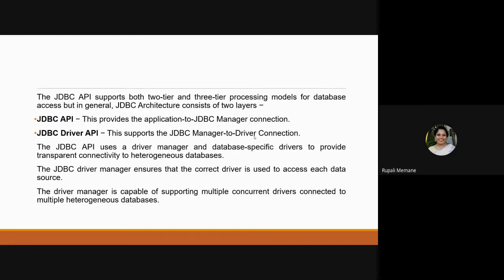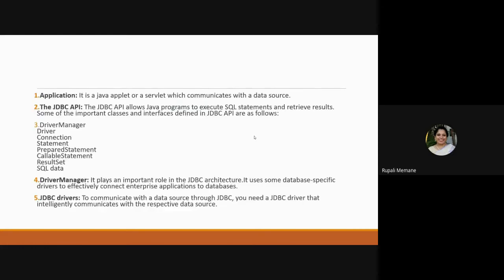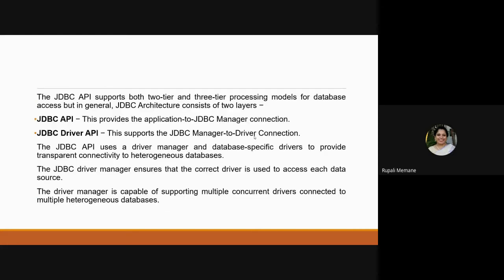Then we have seen the JDBC architecture, right? Now your JDBC architecture can be of two types: your 2-tier or your 3-tier. We are going to see in the next slide what a 2-tier model is and what a 3-tier model is.